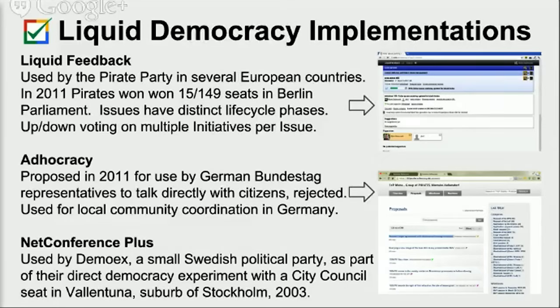There was this Swedish group called DemoX, or Democracy Experiment, that managed to get a seat in the city council of a suburb of Stockholm. Their platform was that whatever people would vote for on the online tool, that's what they would vote, directly, as representative. They did this for a couple of years, and they had some success. So it's interesting.